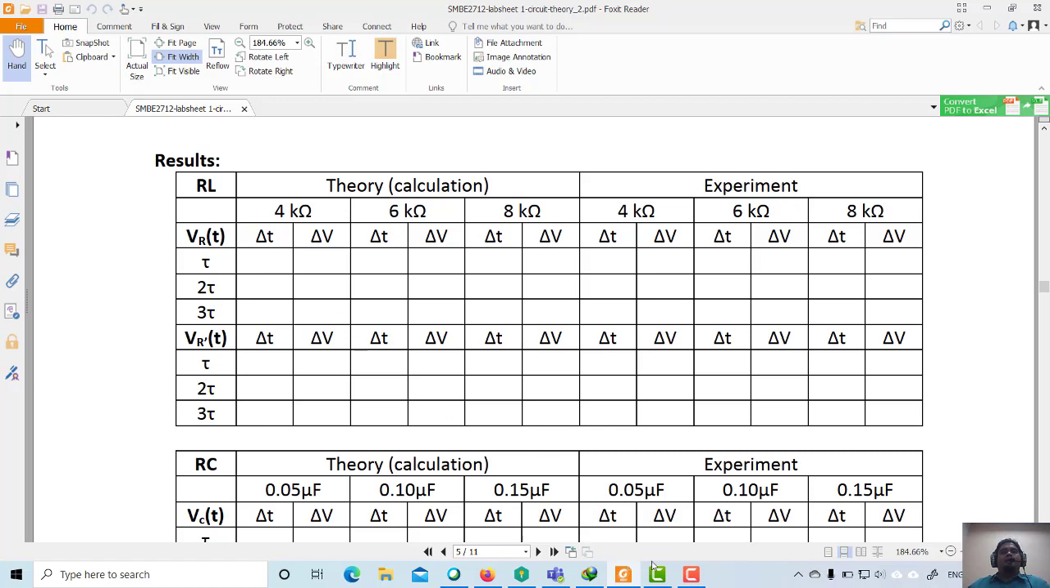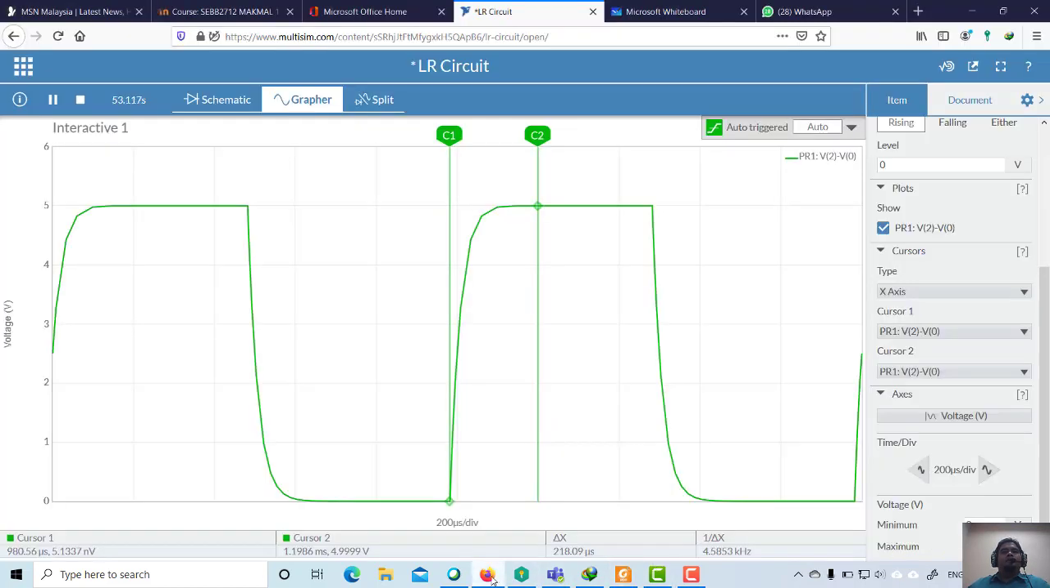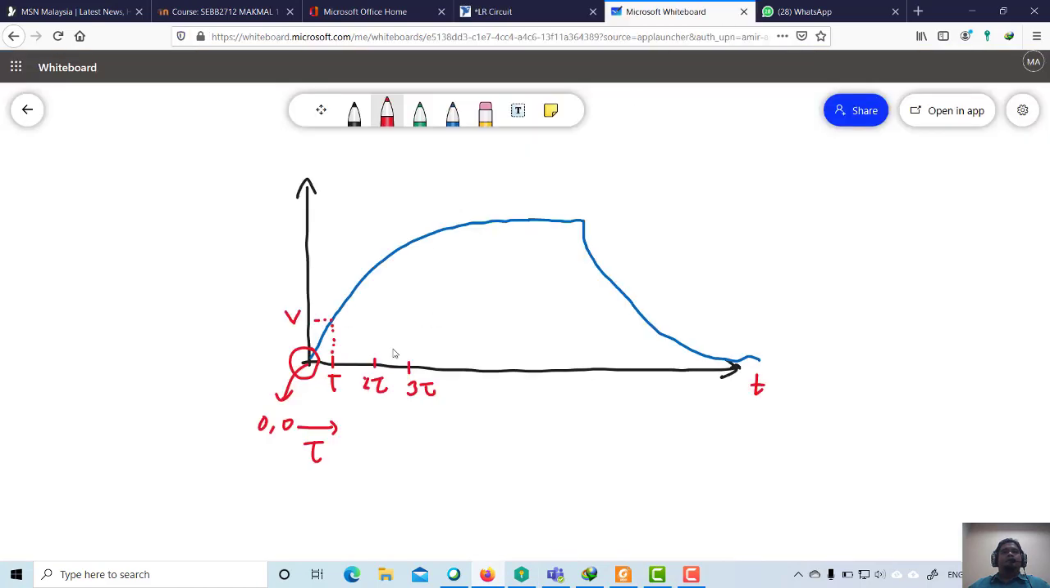But let's go back to this graph here. So in other words, if in the experiment you want to find your voltage here, what you can do is, you must put your first cursor here at this point.